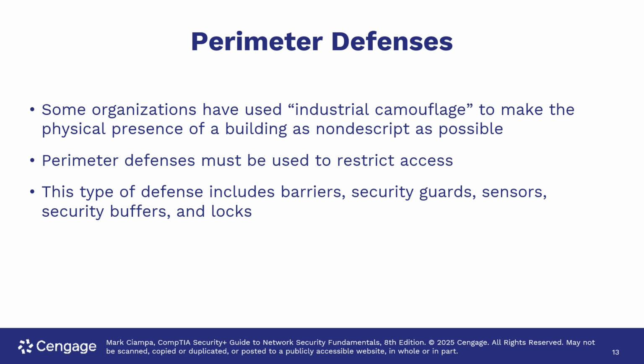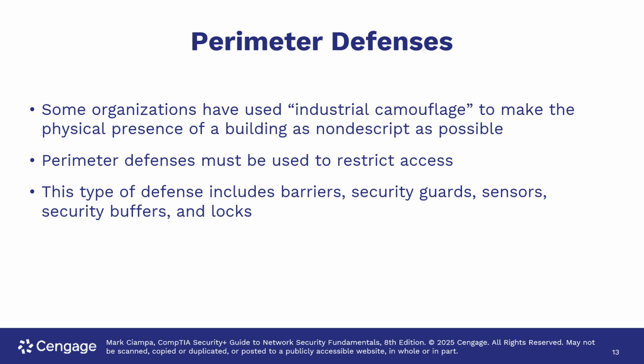So there's what's called perimeter defenses. Some organizations have what's called an industrial camouflage to make the physical presence of a building as nondescript as possible. Most of the time, for example, if you go on campus, I think it's on Rayen Street, there's the AT&T central office building that has no signs, no windows, and just has a secure door. But it's actually the central place that gives telephone service to all of the Youngstown area.